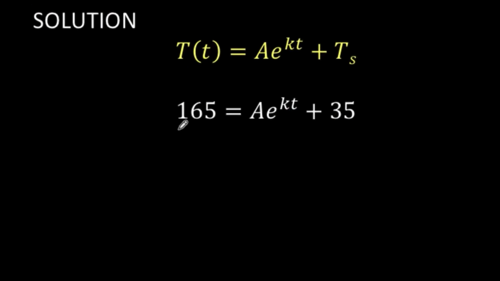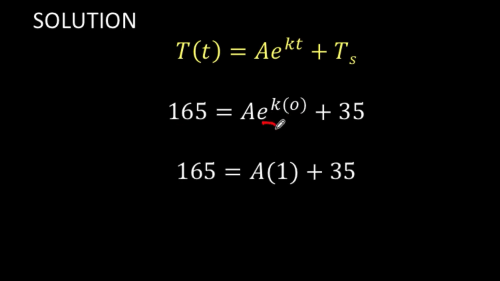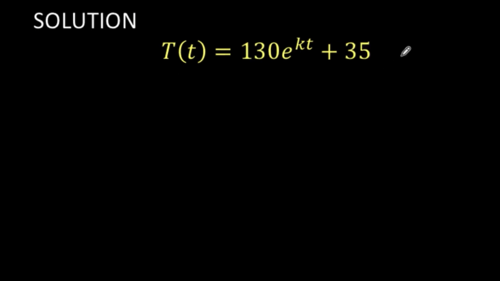So we now have here 165, and we are going to replace this t by 0. And then let's simplify this equation. k times 0 is equal to 0, and any number raised to 0 equals 1. So we now have this part here equal to 1. And then we subtract 35 from both sides. We have the value now of A equals 130. This 130 will now be substituted to our equation. So we now have this equation.